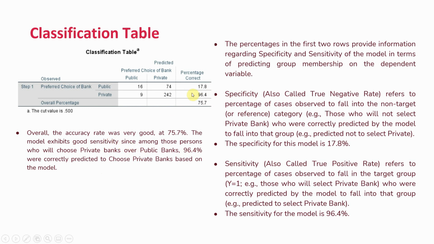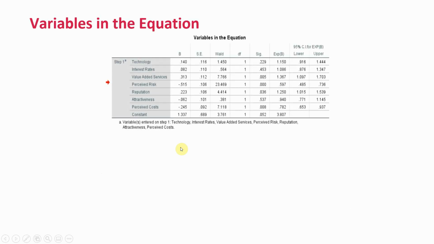Your classification is appropriate. Moving on, this is what we are interested in. Which of the independent variables have a significant impact on our choice of bank?